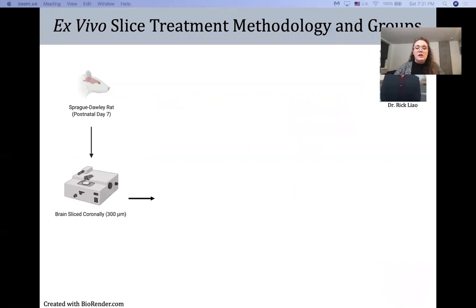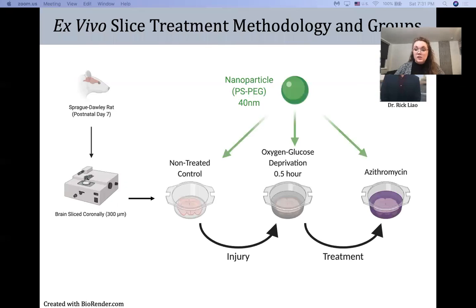And so we choose to work in ex vivo slice models, which allows us to save animal numbers because instead of using one brain, we take a brain and we slice it, and we can use every individual slice as an individual experiment. And those experiments fall into three treatment groups. One, our non-treated control, two, our injured group, which for this paper is oxygen glucose deprivation, and three, our treatment group. We place nanoparticles into all of these slices to see how they react in the brain microenvironment in the presence of injury and treatment.